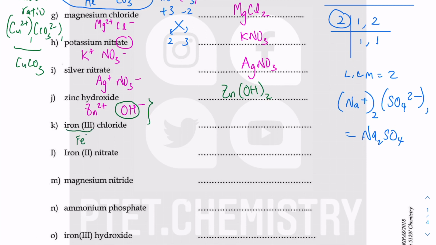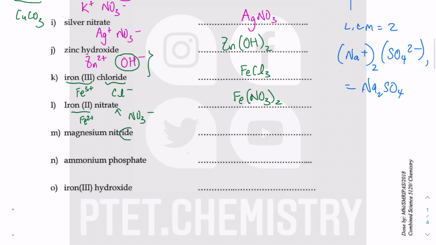Iron 3 referred to Fe3+. Chloride is Cl-. So there's FeCl3. Iron 2 is Fe2+. Nitrate is NO3-. So there's Fe(NO3) twice. This is IDE. It is not ITE or ATE. It's IDE. So it's N3-.